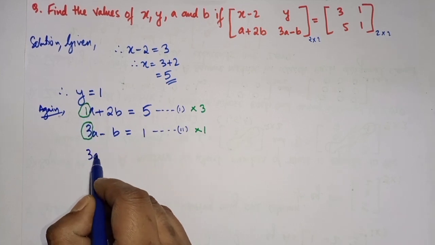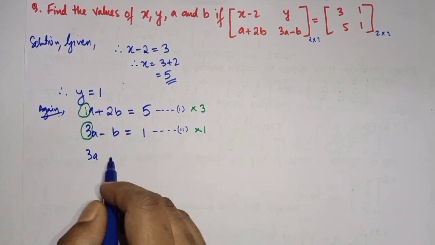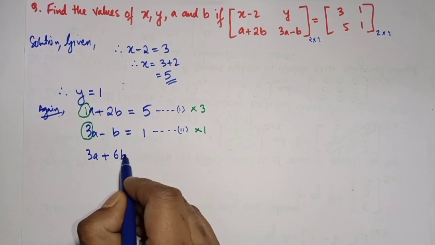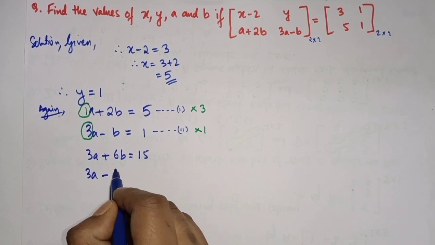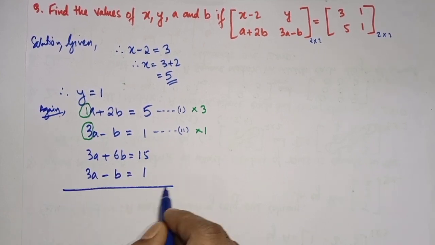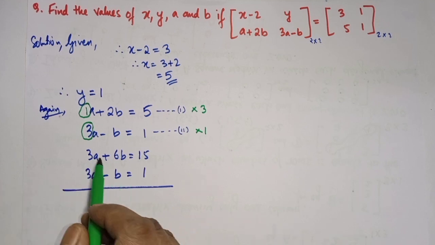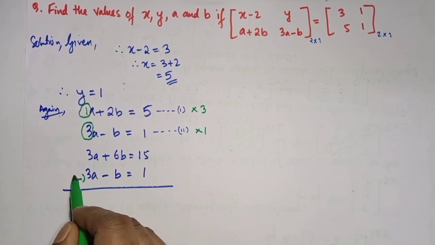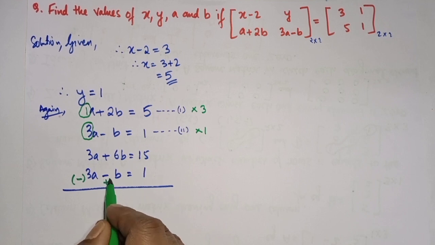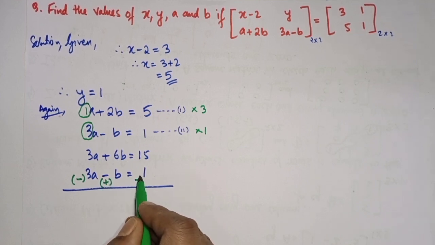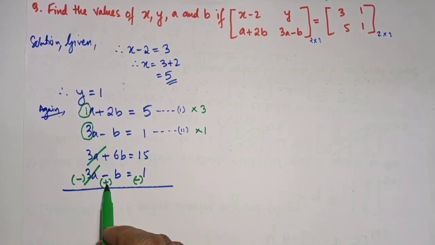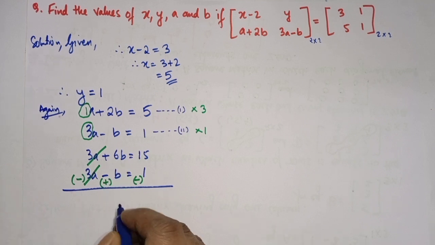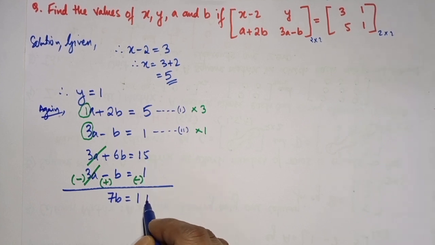3 1s are 3a, and don't forget that each and every element you have to multiply. So plus 3 2s are 6b equals 5 3s are 15. Now 1 multiplying 3a minus b equals 1. Now will this get cancelled? 3a and 3a, no. So we have to change the sign. Minus opposite will be plus, and this plus opposite will be minus. So 3a and 3a get cancelled. Now it has changed to plus: 6b plus b, so it will be 7b equals 15 minus 1, which is 14.